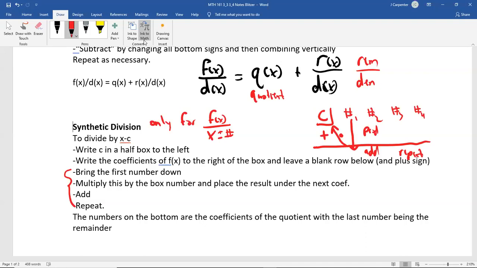All right, so what does this do for us? You're going to have a bunch of numbers at the bottom. The numbers on the bottom are the coefficients of the quotient, except the very last number is the remainder. Again, the numbers on the bottom are the coefficients of the quotient, with the last number being the remainder.